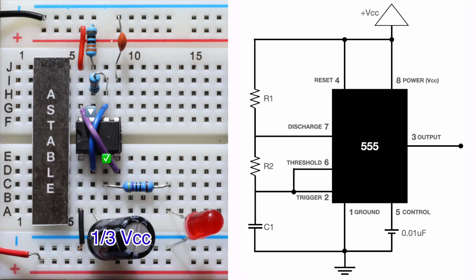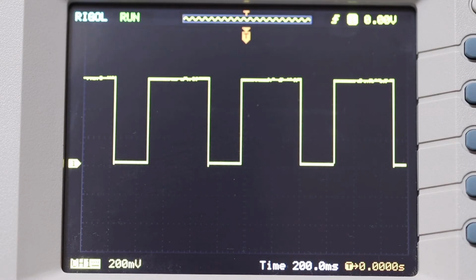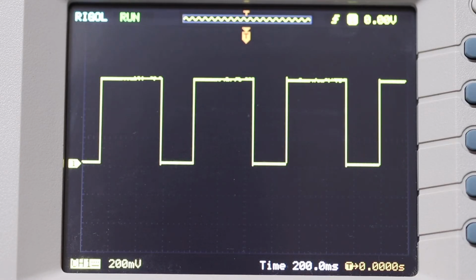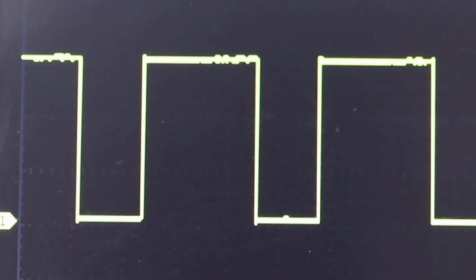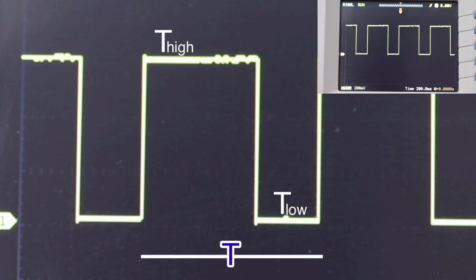But let's take a look at how we can control and calculate the duration of each cycle. As you saw before, the astable output produces this rectangular square wave. The length of the high portion of the cycle we name T high. The length of the low portion of the cycle we can name T low. The sum of T high and T low we refer to as T, or the total duration of the wave from the start of one high pulse to the start of the next high pulse.